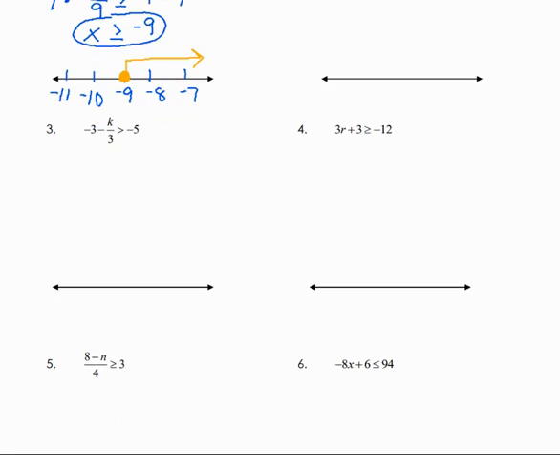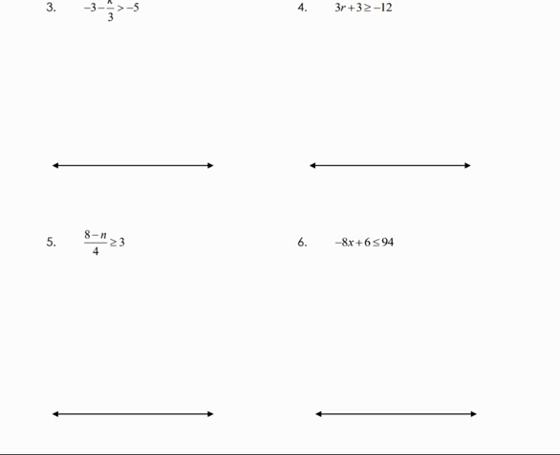However, on number 5, that 8 is part of the fraction. So I can't get rid of the 8 yet. I have to get rid of the denominator first. So we are going to multiply by 4 first. Okay, so if there's a number away from the fraction, go ahead and move that first. Otherwise, we get rid of that denominator. So I multiply by 4, it'll cancel. I'm left with 8 minus n. And since I'm multiplying by positive 4, my symbol stays, and 3 times 4 is 12.